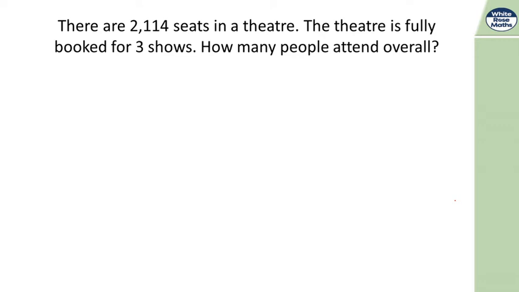There are 2,114 seats in a theatre. The theatre is fully booked for 3 shows. How many people attend overall? So we know that we have 2,114 seats. It's fully booked for 3 shows. So what calculation do you think you need to do there?